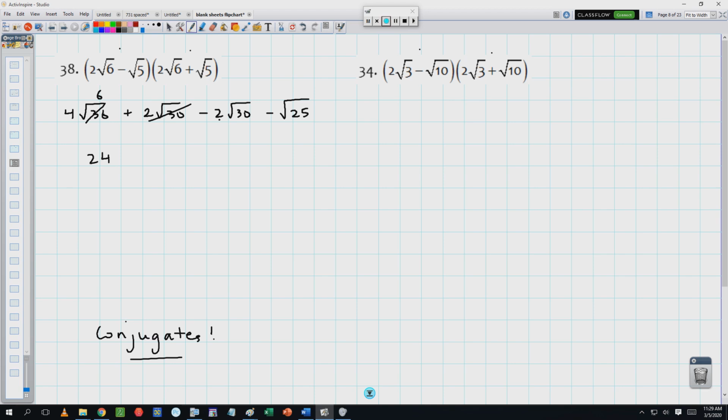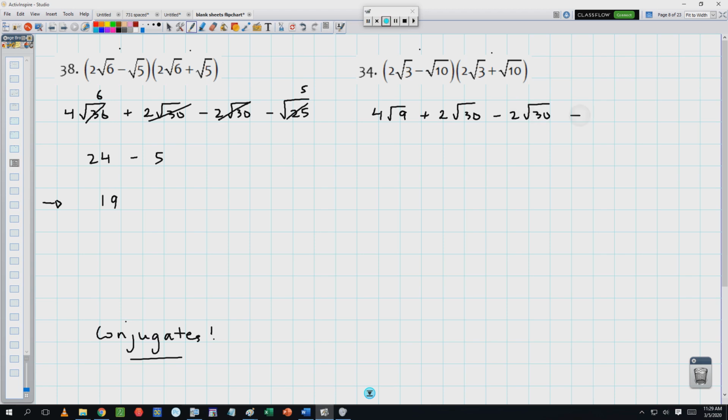These two will cancel. The square root of 25 is 5, take away 5. Your answer is 19. When you multiply conjugates, you always get a nice number. It might be negative, it might be positive, but it's always a nice number. First times first will be 4 radical 9. First times second will be positive 2 square roots of 30. Second times first will be negative 2 square roots of 30.